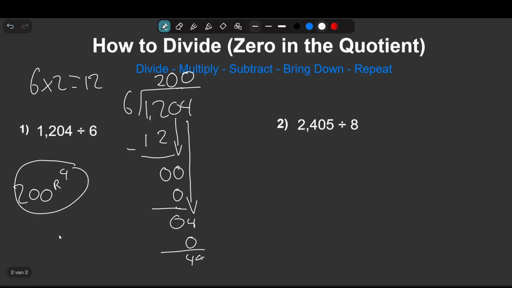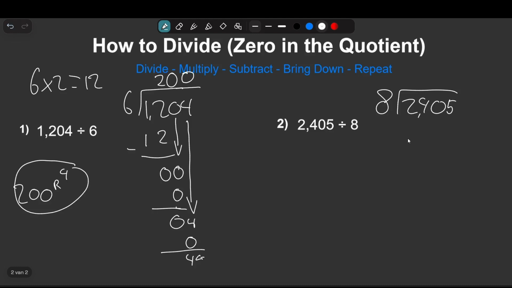Again, this is very easy to understand. You just have to get over the fact that you can write a 0 down in your final answer. So, let's go to the second example. For the second example, we have 2405 divided by 8. The first thing we're going to do, of course, is set up this problem. So, 8 and 2405.